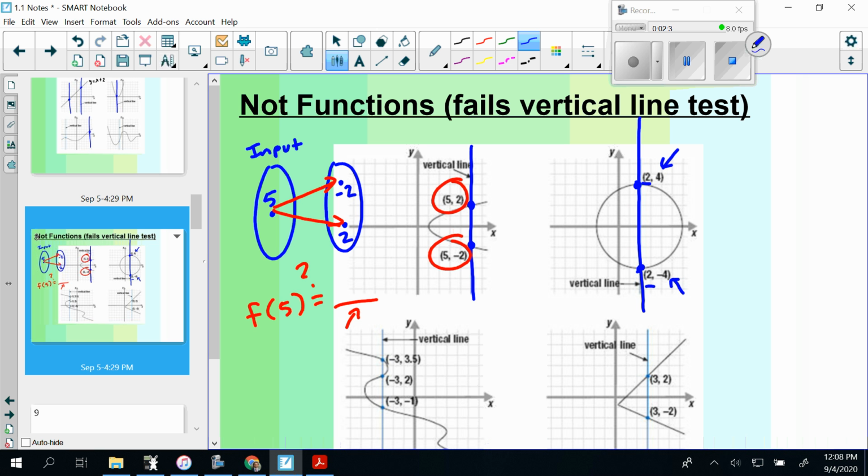Here's a couple more examples. Now notice on this one, there is some spots I can draw where it only hits once, but you should be able to draw it anywhere and only hit once. Here it hits 3 times, definitely not a function. And then same with this last result.